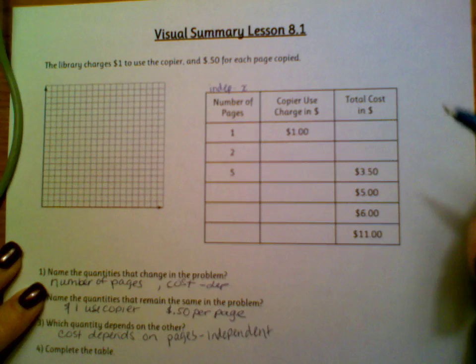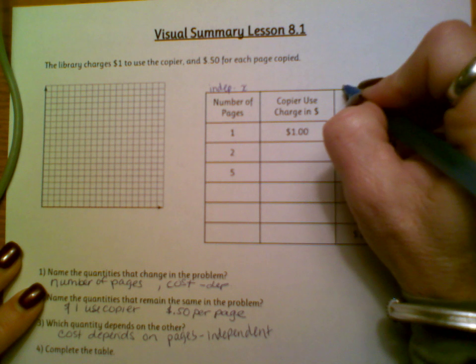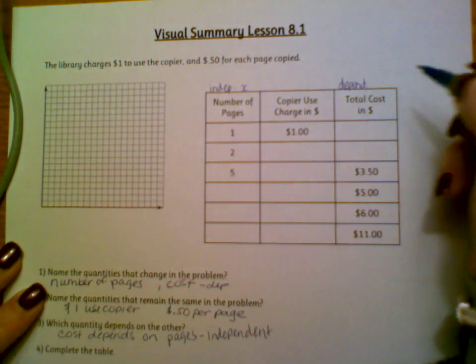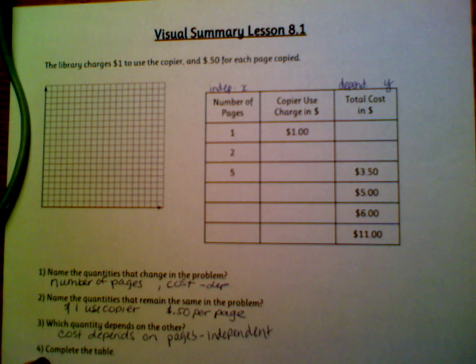That's always my X values in a table. Remember earlier in the year, this is my total cost. The cost depends on it, so that's my dependent variable. That's my Y column of my table. So now it's telling me to complete the table.